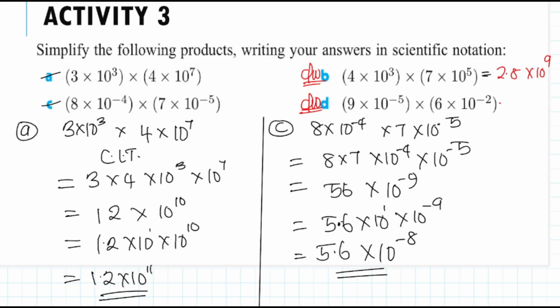Is that what you got? Good. So 9 times 6 is 54, and minus 5 plus minus 2, that's minus 7. So 5.4 times 10 times 10 raised to power minus 7, that will be 5.4 times 10 raised to power minus 6. So that's what you get. Mark it, and give yourself 4 marks, 2 marks each.